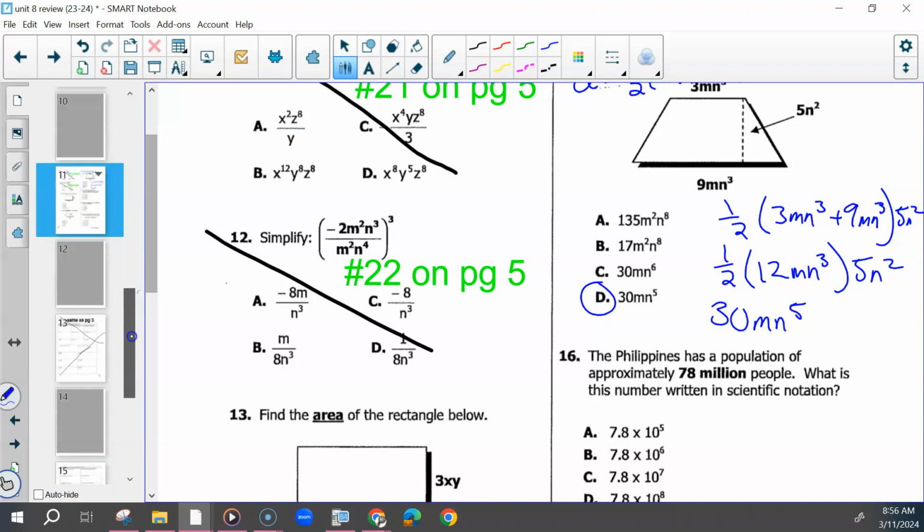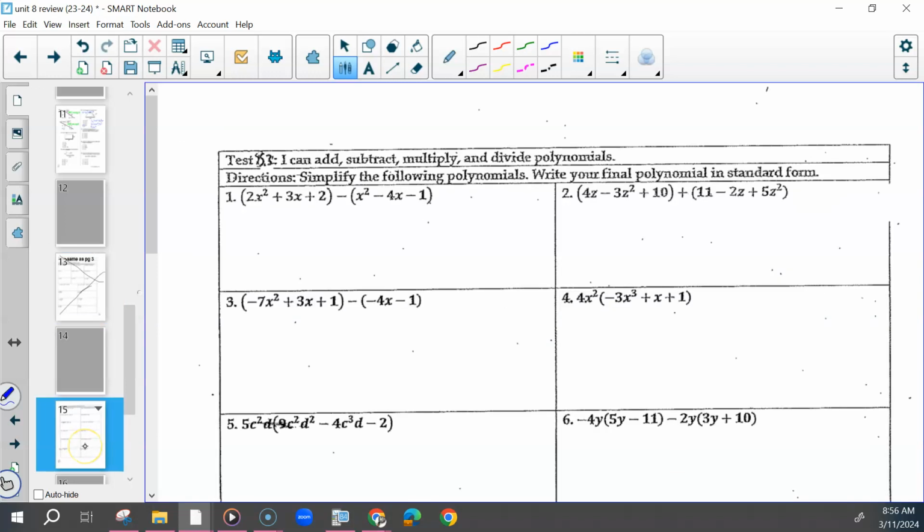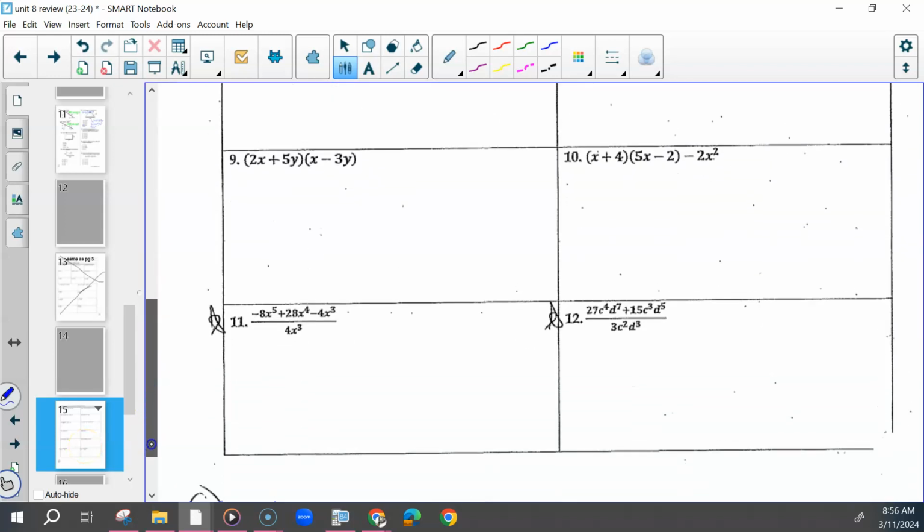Page 7 is a complete repeat of page 3, so skip that page. Questions on page 8. Ignore 11 and 12.